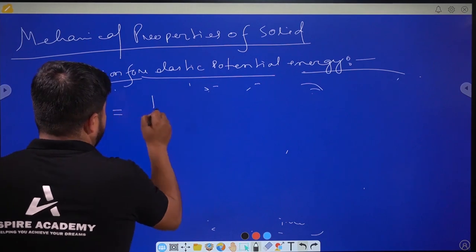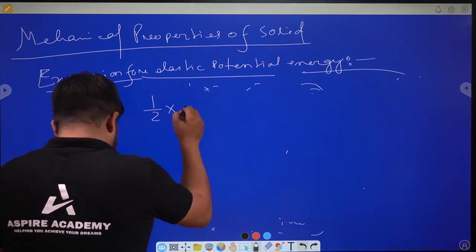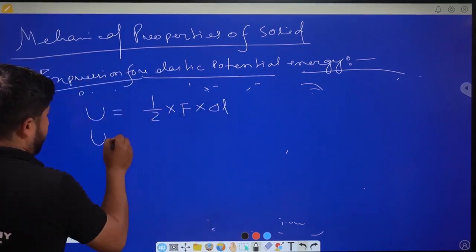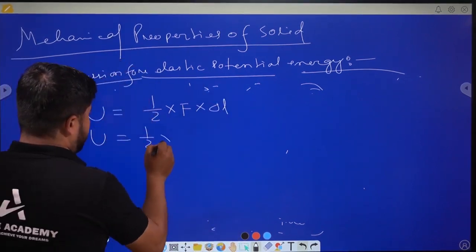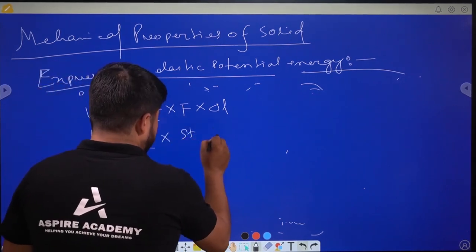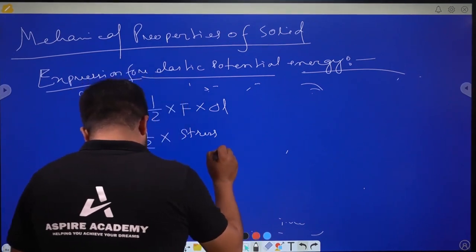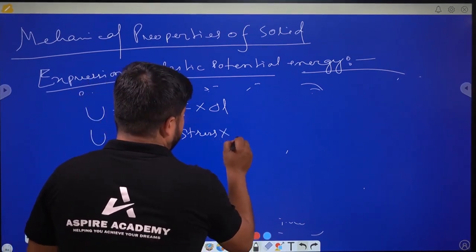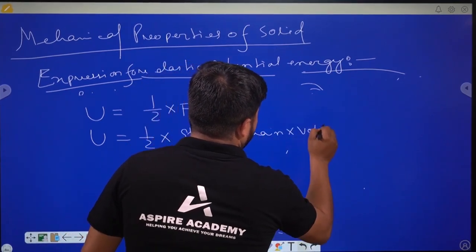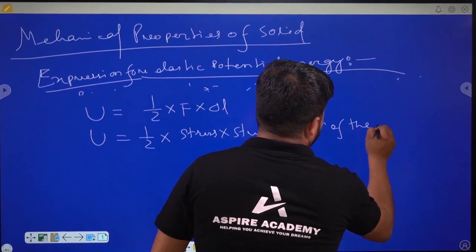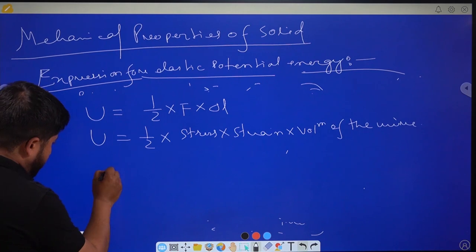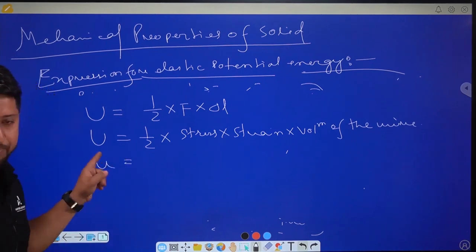Capital U is equal to half into F into del L. This is one expression. Or U is equal to half into stress into strain into volume of the wire. Okay. Another one, small u, is called the elastic potential energy per unit volume.